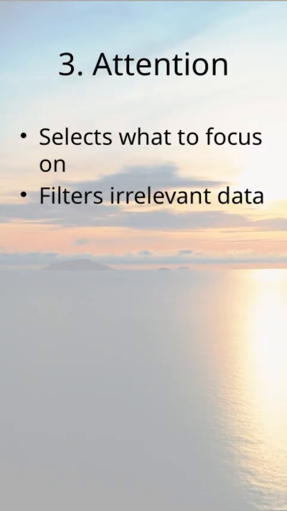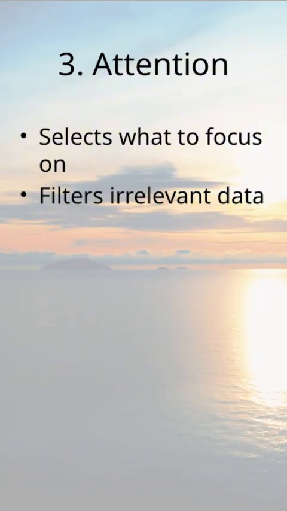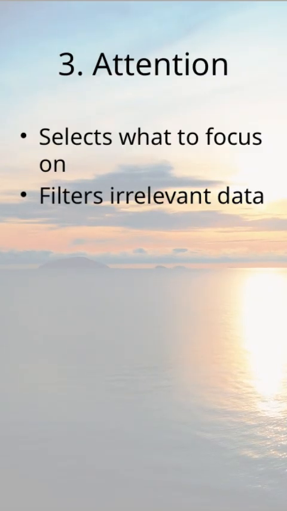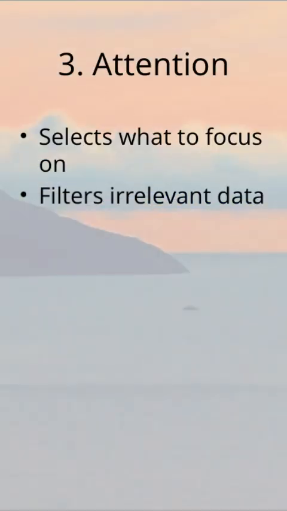Now, let's talk about attention. This is the process where our brain selects what to focus on. It helps us prioritize certain information over others. By doing this, we can concentrate on what truly matters in a given situation. Attention also acts as a filter, blocking out irrelevant data that could distract us. This filtering is crucial because our brains are constantly bombarded with information. Without attention, it would be overwhelming to process everything at once.